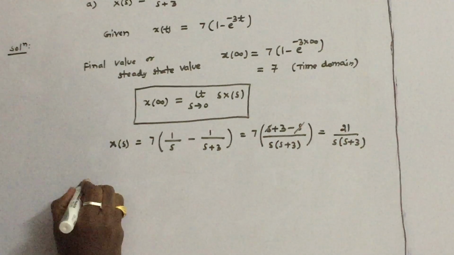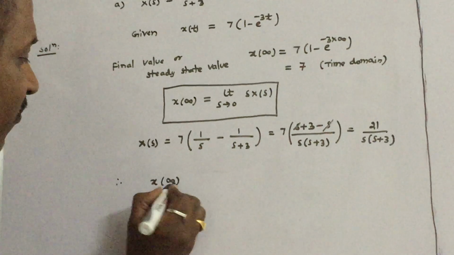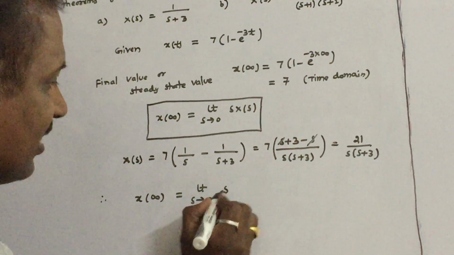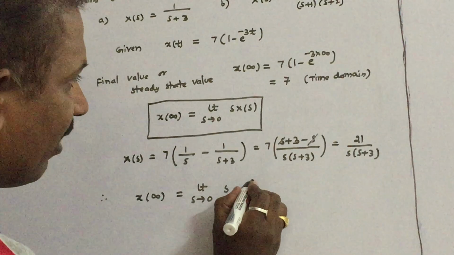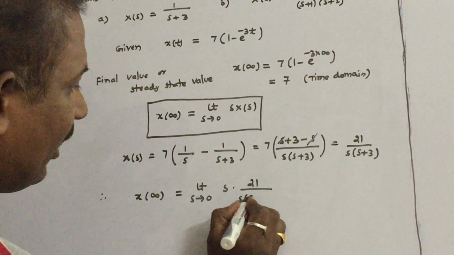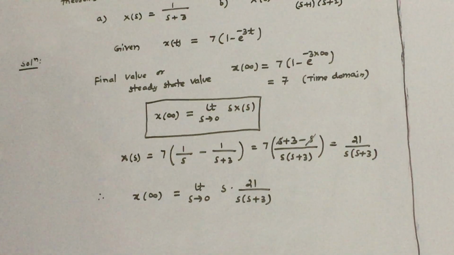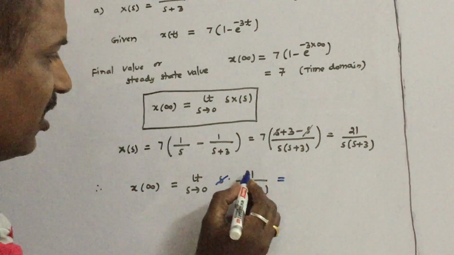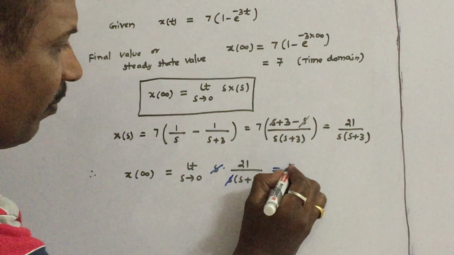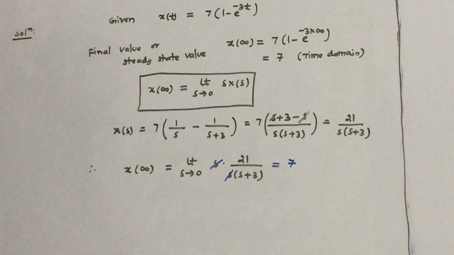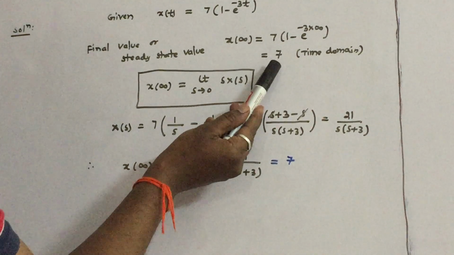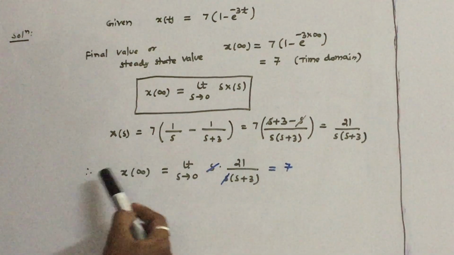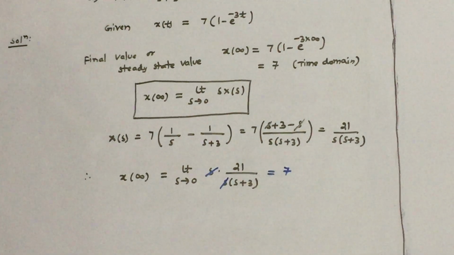So therefore let us use this formula. So that is x of infinity, the final value, is equal to limit s tends to 0 s into x of s, which is 21 by s into s plus 3. So cancel out s and s. If you substitute s is equal to 0, 21 by 3 will become 7. So therefore you can check that in the time domain the final value is 7, and in Laplace transform domain also the final value is 7. So in this way the final value theorem is verified.